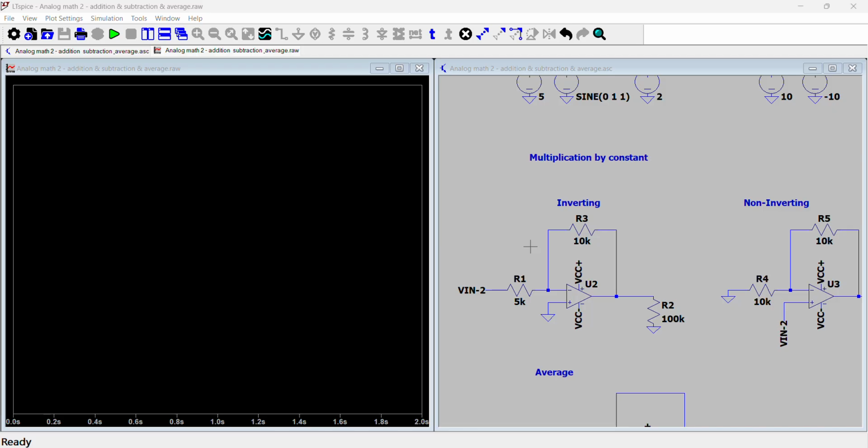There are multiple ways to do this. Essentially, the effect that we want to achieve is, given some input voltage, we want to multiply it by a constant, let's say 2, and have the output be 2 times the input. So first, let's look at the inverting config.